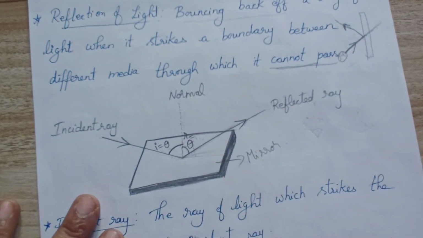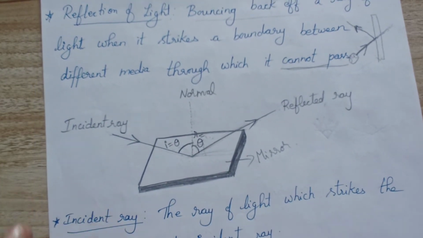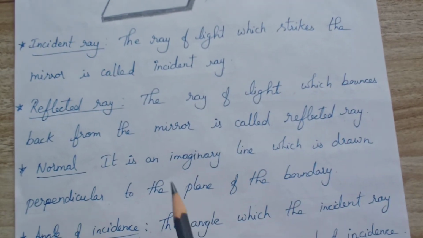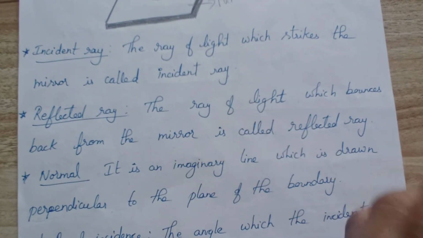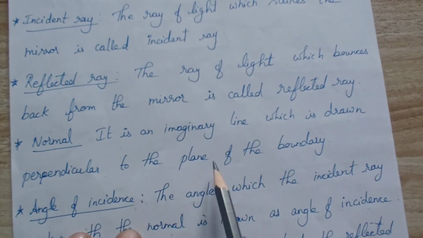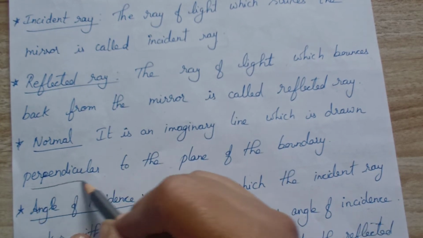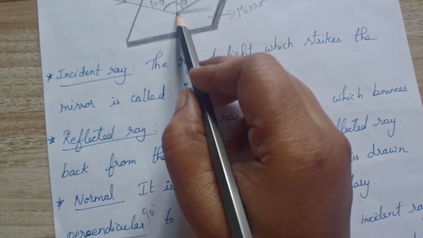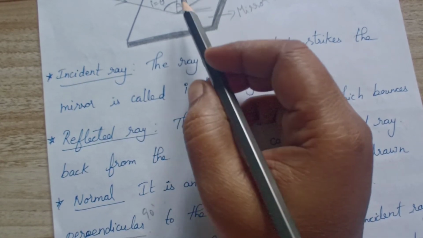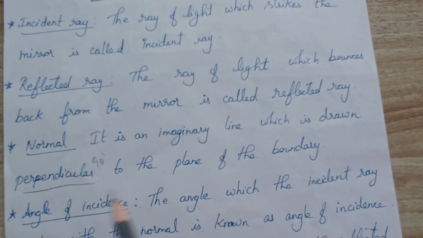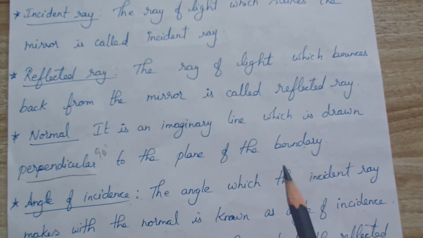Okay. What is this normal? Normal is an imaginary line. For calculation purposes we imagine it. It is an imaginary line which is drawn perpendicular to the boundary, that is, at 90 degrees to the boundary. This is a plane mirror, and this normal is perpendicular to it, at 90 degrees. Normal is an imaginary line which is drawn perpendicular to the plane of the boundary.